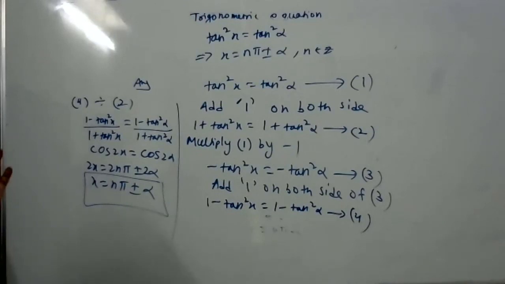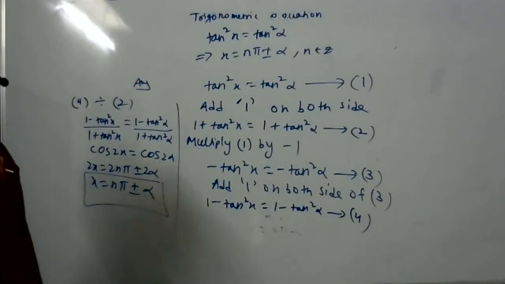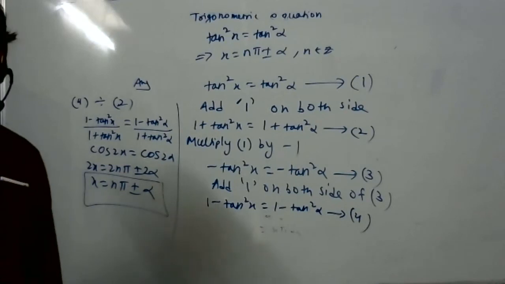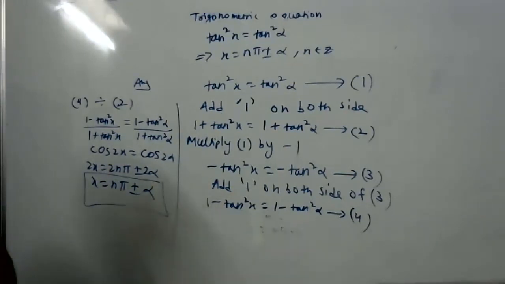This type is also over. Only one type is remaining. Shall I do that also fast? In that type there is only one formula. If I do that, the theory part of this chapter will be over. Sir, I have a doubt. You have a doubt, okay, tell the doubt.